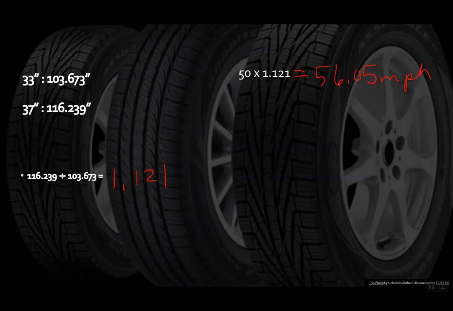So a big difference between what your car would be thinking unless you get your car recalibrated when you change the tire size. Backup plan, you can always use your GPS. It'll show you how fast you're going.